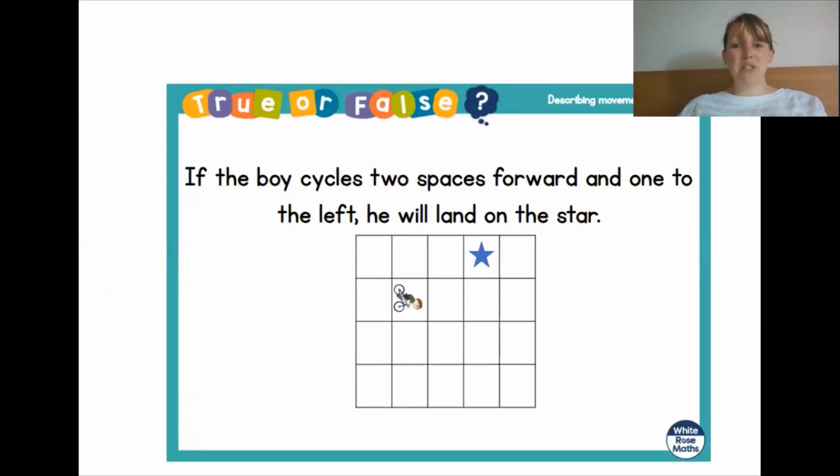Now, here are your challenge questions. So the first one says, true or false? If the boy cycles 2 spaces forward and 1 to the left, he will land on the star. Is that correct?